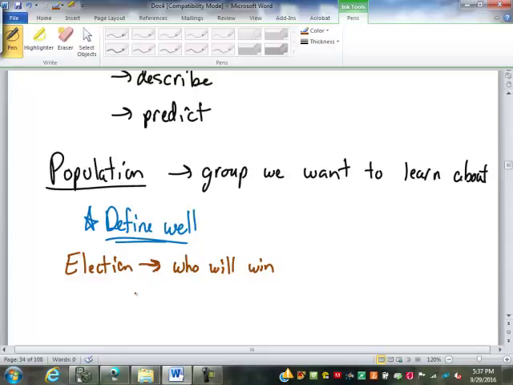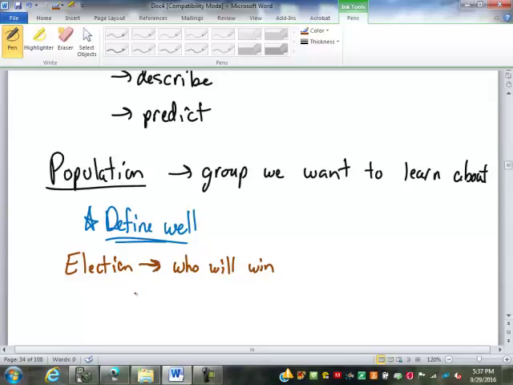Well, if we look at this, the population of interest can be kind of deceiving. A lot of people would say, well, the population is the votes. Well, we're not really looking to learn about the votes themselves. What we want to learn about are, well, some people would say the candidates. Again, it's not the candidates that are going to determine who wins. Who's going to determine who wins? The voters.